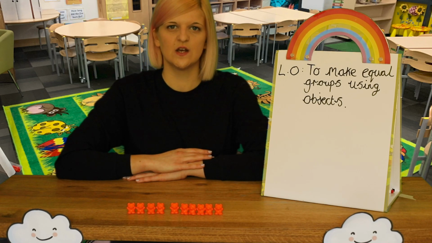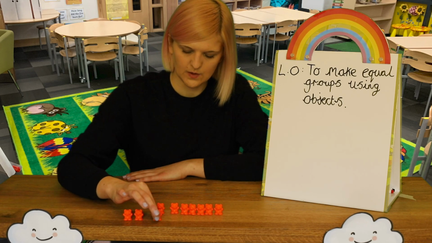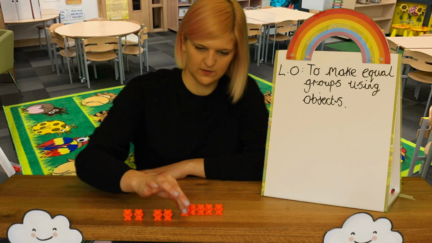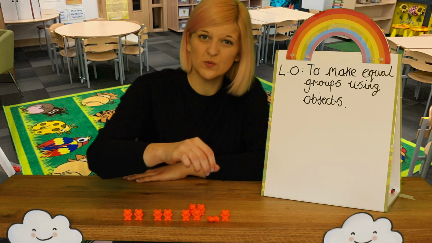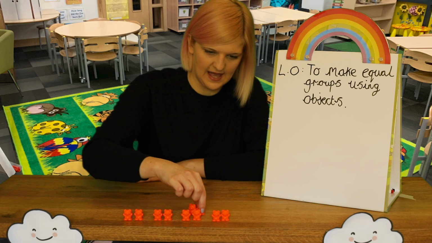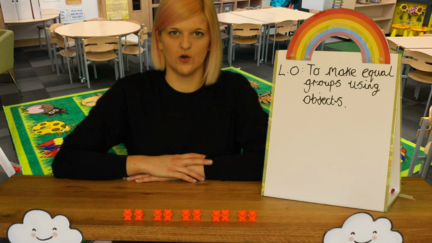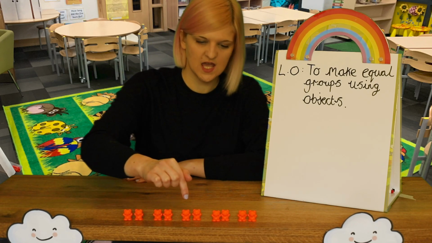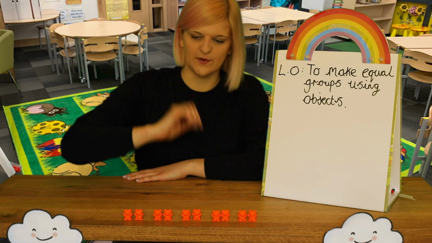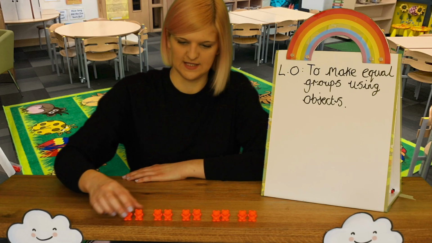I first want to put them into groups of 2. Are you ready? So 1, 2, 1, 2, 1, 2, 1, 2. There's always one that falls over. And 1, 2. How many groups of 2 have I got from 10? Let's have a look. 1, 2, 3, 4, 5. So I've made 5 equal groups out of 10. Let's put them back together.